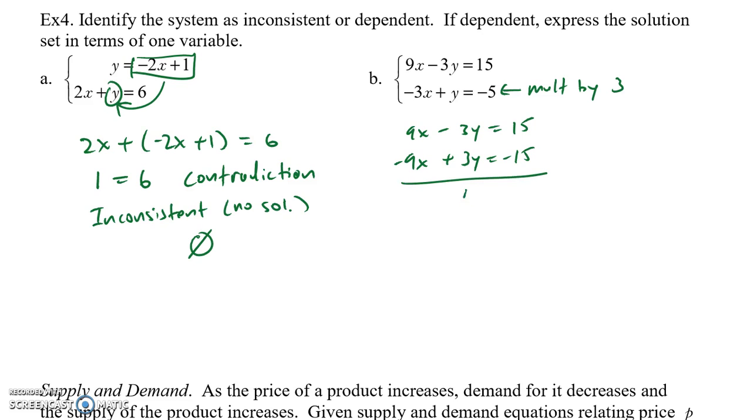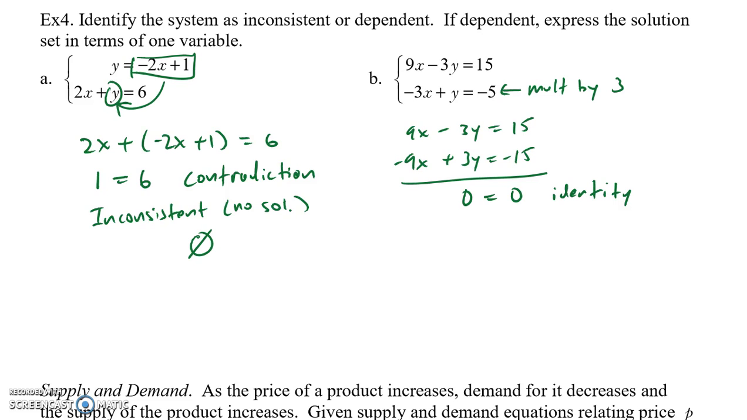Everything's opposite. So when you add the equations, the left-hand sides add to give you 0. The right-hand sides add to give you 0. That is, you get 0 equals 0. This is called an identity. If you're using the elimination or addition method to solve a system and it turns out to be a dependent system, you'll always get 0 equals 0.